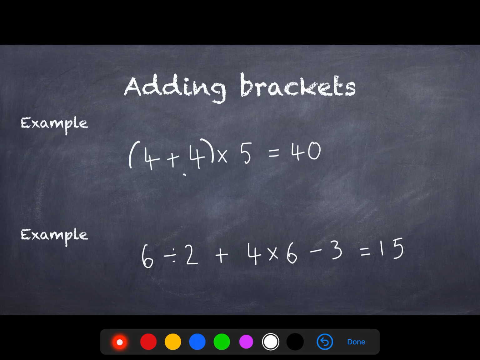So I need to check that works now. 4 plus 4 would give me 8, times 5 would give me 40. So I know that's now correct.